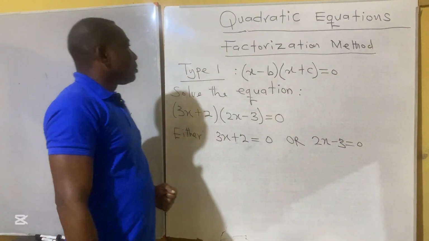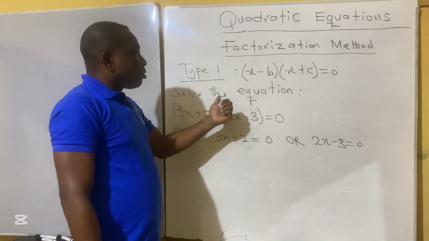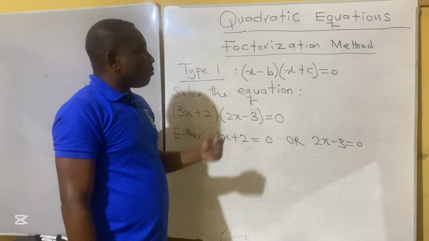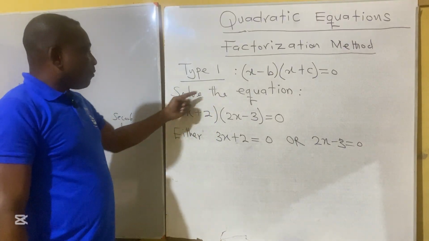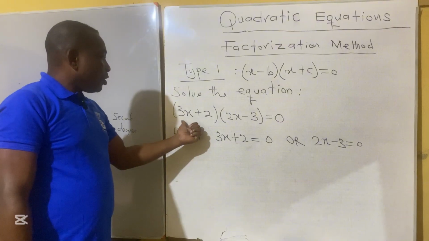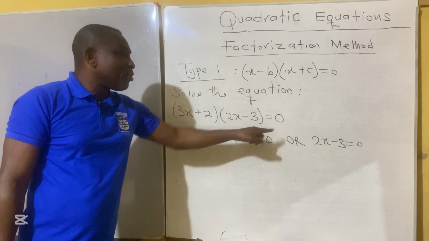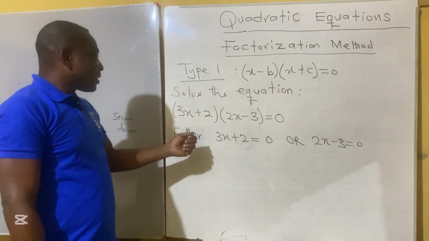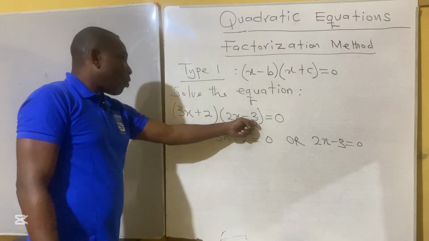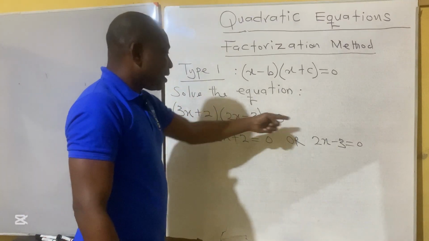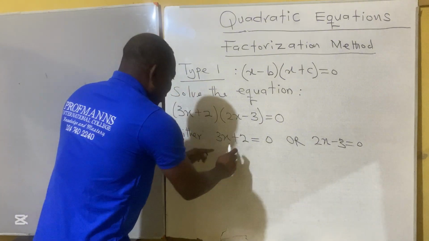Factorization method. Type 1. The factorization method of a quadratic equation is of this form. So let's look at the first question. Solve the equation. Here, you have this expression multiplying this expression, making the product 0. So it tells you that either this is 0, making the product 0, or this is 0, making the product 0. So we solve them individually. So let's solve this.